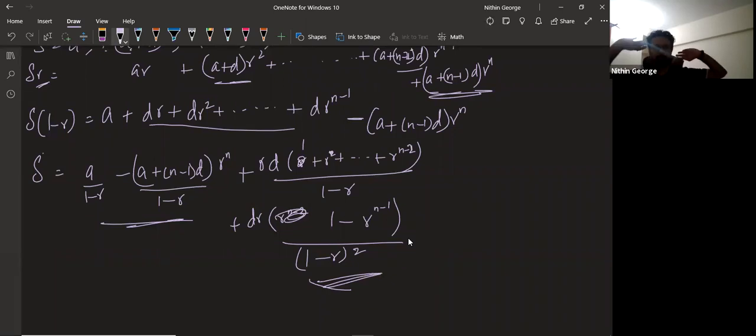The point here is not to remember the formula. If you can remember the formula, well and good, things will be much faster. But if you don't remember the formula, do not fret.